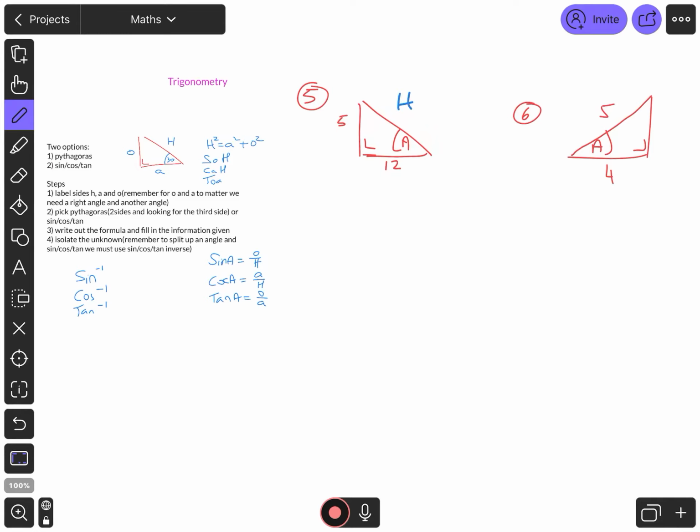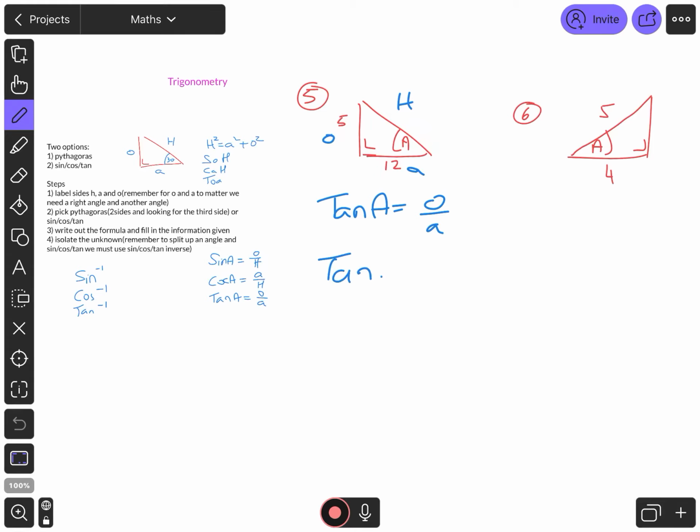So I know that this is going to be H because it's opposite to the 90 degrees. I know that this is going to be A because it's adjacent to the angle that we're looking for, which means that that's O. Sorry, other way around. That's O, so that our 12 is A. So I know now I'm not looking for a third side, I'm looking for this angle inside there, so I'm using sin, cos, and tan. The two that I have are A and O, so the O and the A go with tan. So I'm on my third step now. I'm looking to write out the tan of my angle equals O over A.